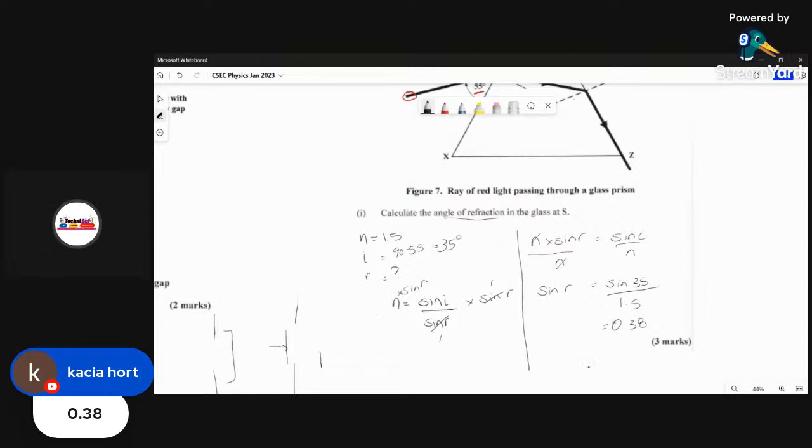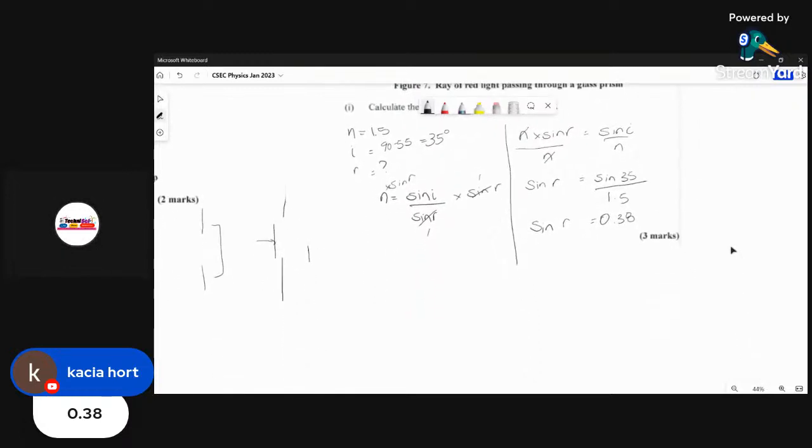So remember, this is sine r. They ask you for the angle of refraction, so it really and truly should not be a decimal. So if you see the decimal, you know that you're not done yet. So we know that therefore r is going to be equal to the inverse of sine times 0.38. Someone do that for me and let me know what you get. Sine inverse 0.38.